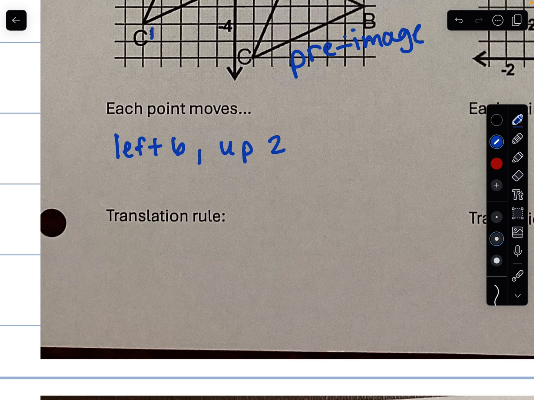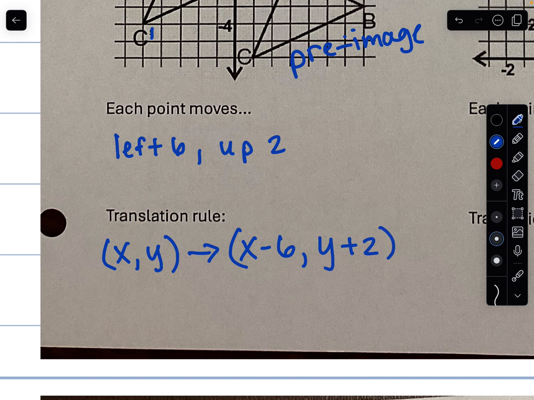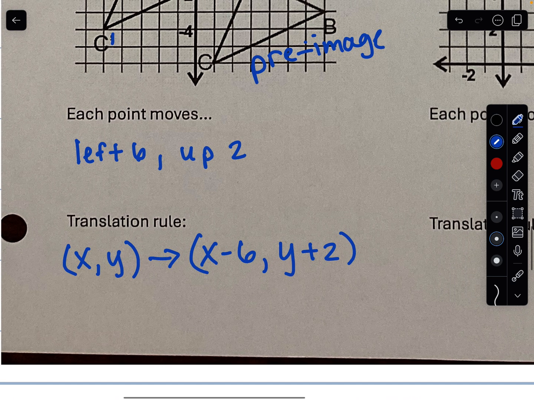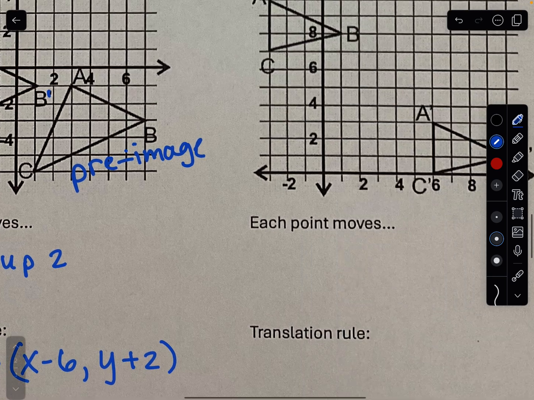So our translation rule, the original ordered pair was x, y. My new rule, so if I move left 6, what would I do to the x value? Moving left would subtract 6, so I would say x minus 6. And then for my y value, if I'm moving up 2, it would be y plus 2. So when we write a rule, Rowdy, we write it like this. We show either subtraction or addition to the x and y value. Okay? Not too bad.